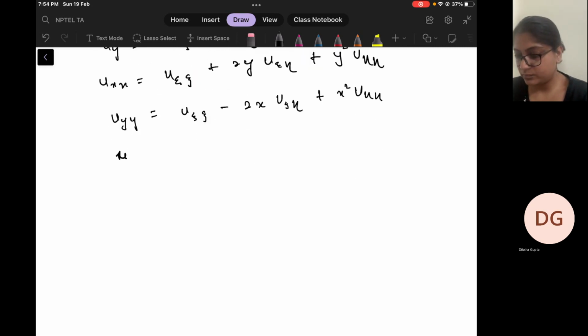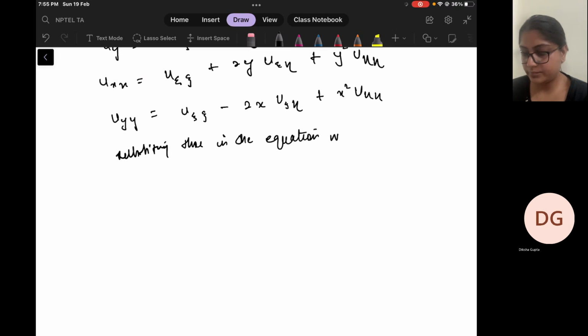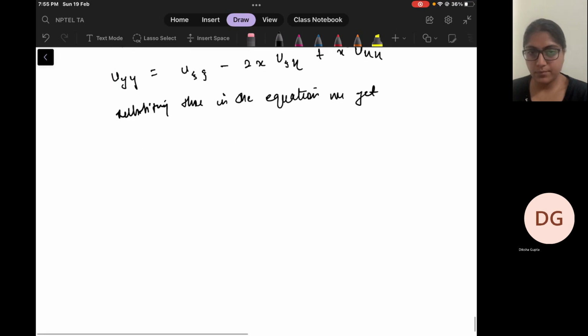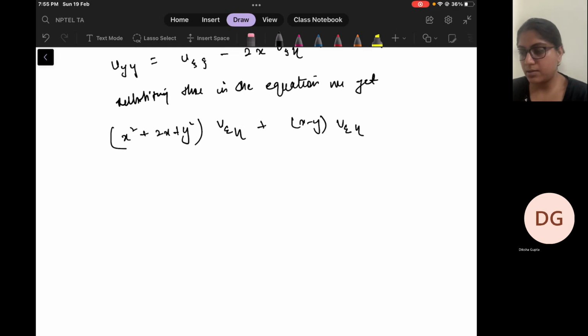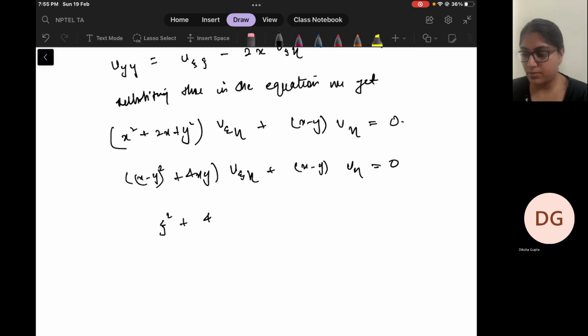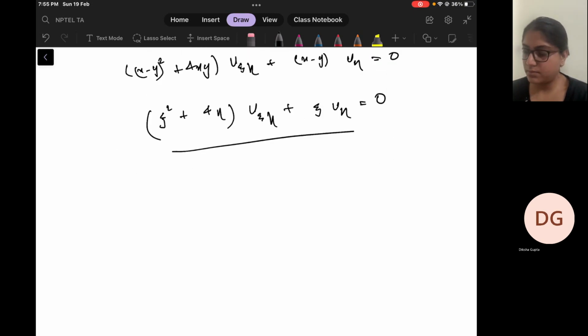Now what we get is x square plus 2xy plus y square u epsilon eta plus x minus y u eta is equal to 0. So that is x minus y whole square plus 4xy u epsilon eta plus x minus y u eta is equal to 0, which is epsilon square plus 4 eta u epsilon eta plus epsilon u eta is equal to 0. Okay, which is the canonical form. Now we have to find the general solution.